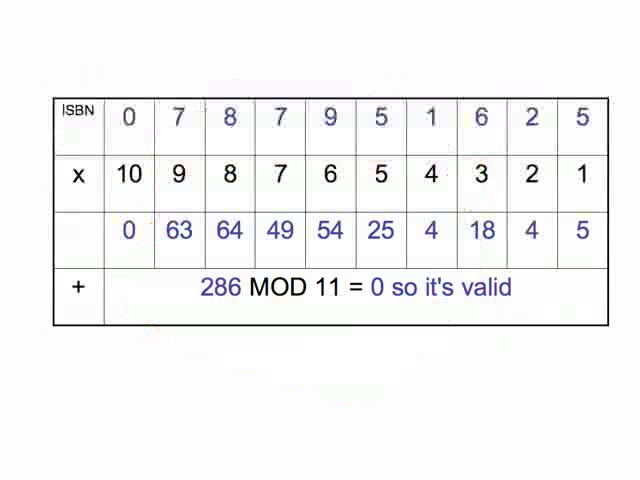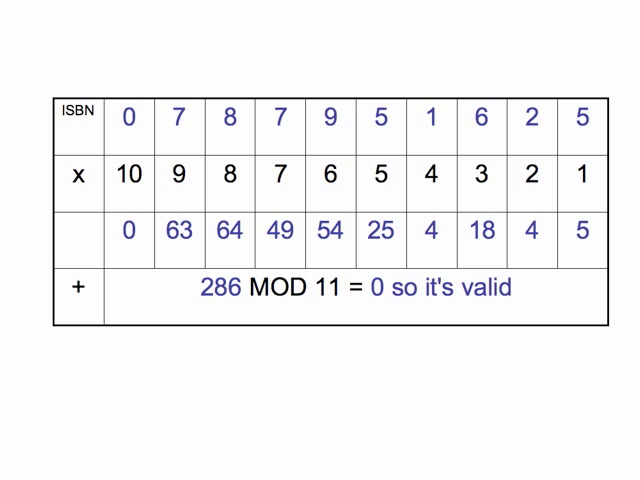The last digit of the ISBN is a mod 11 checksum. Now we'll see in a while where that mod 11 comes from. ISBNs are 10 digits long and the last digit is the checksum. Now in this example here, we can see how the ISBN is calculated.